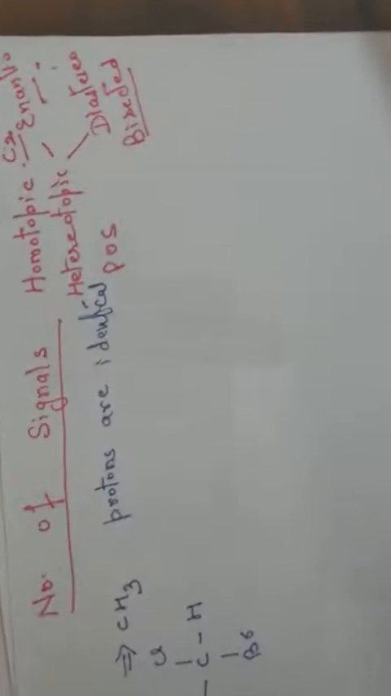So this video lecture is about how to find out the number of signals in the NMR spectrum. We have earlier seen in the previous video that whenever the protons are homotopic, these protons are interchangeable when we apply C2 axis of symmetry. So all the homotopic protons are identical protons and these give one signal in the NMR spectrum.